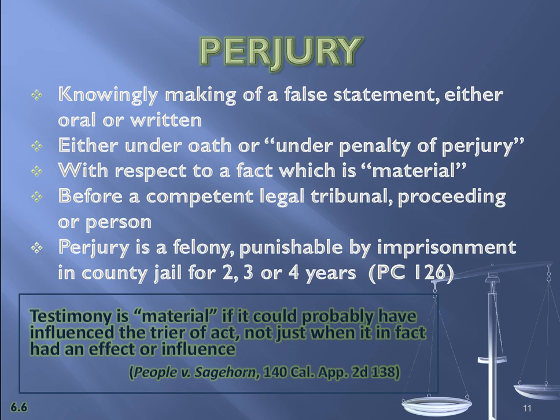And the trier of fact, those 12 people if it's in California, are going to decide things. And if somebody gets up and lies, could that influence them? Absolutely, it could. So that's why they have it spelled out like this. With respect to a fact that is material, meaning that it could influence somebody, before a competent legal tribunal, proceeding, or person, a court trial, a deposition, or something similar, you're guilty of perjury. And perjury is a felony punishable by imprisonment in the county jail for 2, 3, or 4 years. You'll find the definition of perjury under Penal Code section 118A, and you'll find the punishment under Penal Code section 126. So those are the elements.